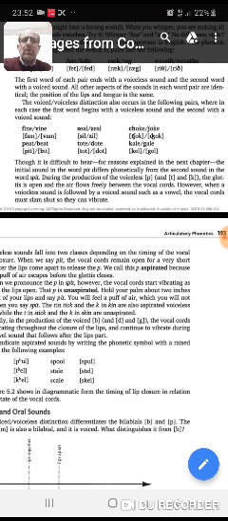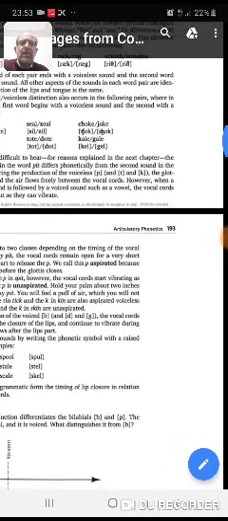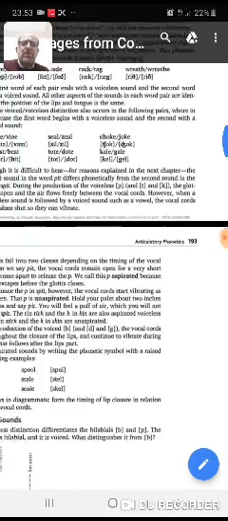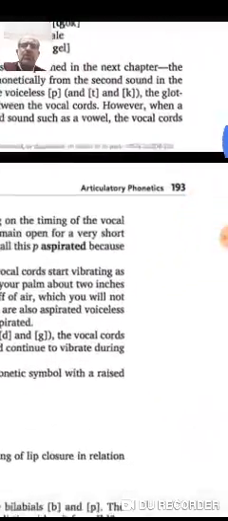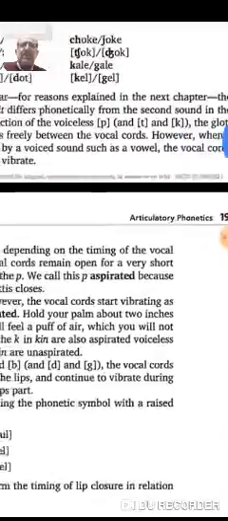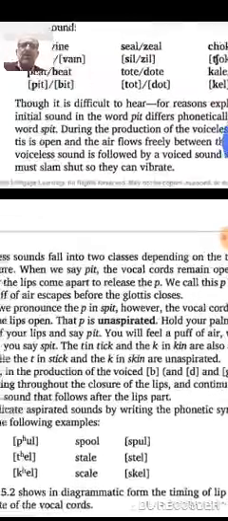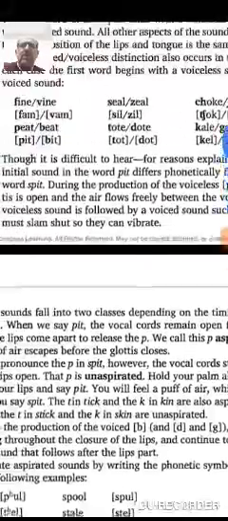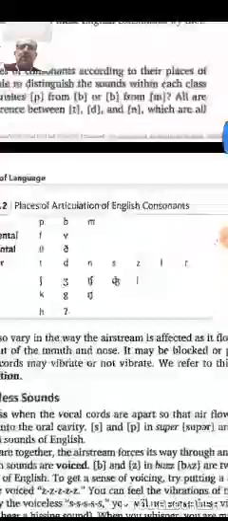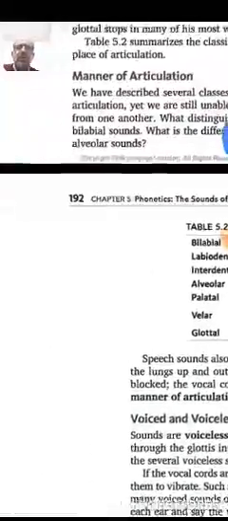Today I am going to talk about aspiration in English. I'm going to continue from page 192, the last paragraph of page 192. So let's go and see page 192.